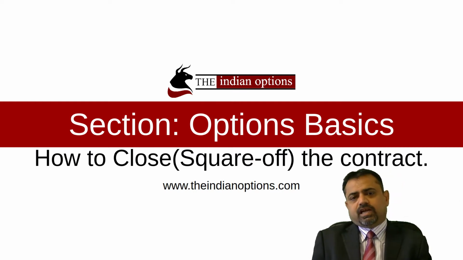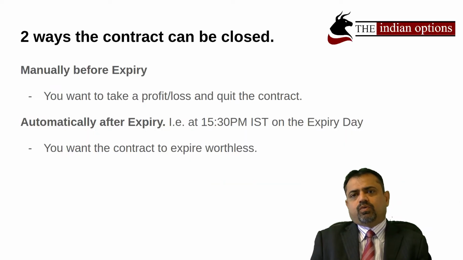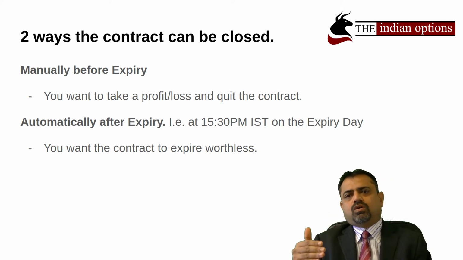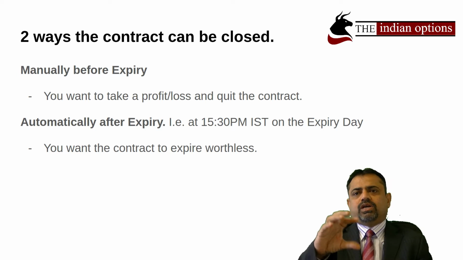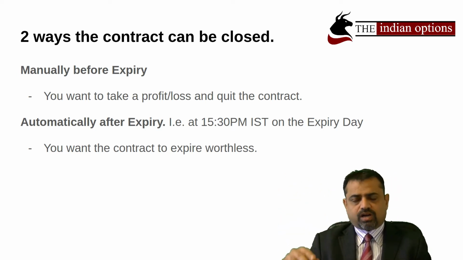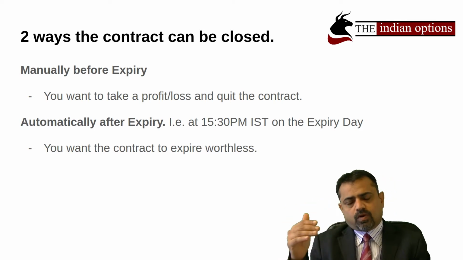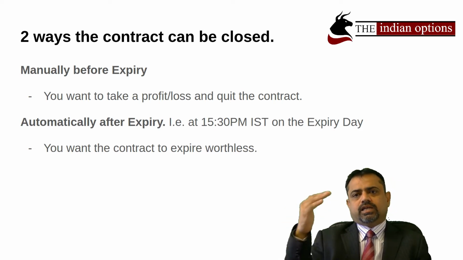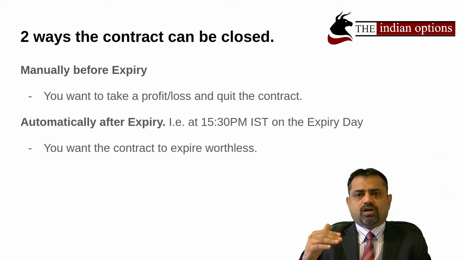Moving on to the next slide. There are only two ways that you can close a contract. One is that you manually close the contract. You open a contract and your profit target is met, or you are going in loss and you want to close the contract. That is a manual close. And the second way of closing the contract is automatically after expiry.